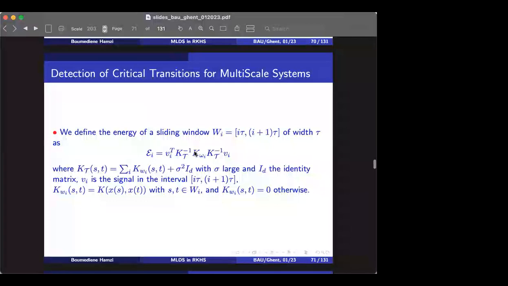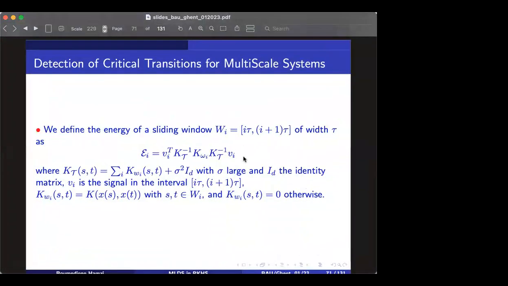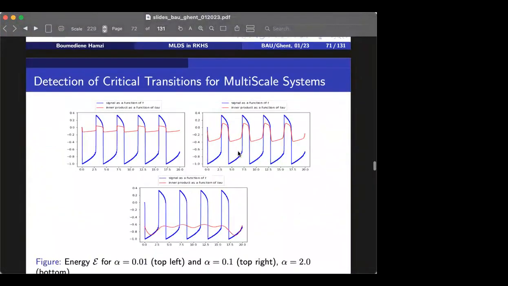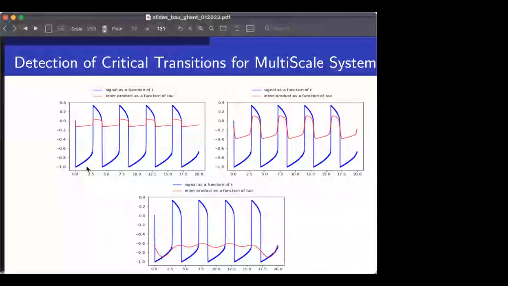The way we are going to detect it is that we are going to define the energy of a sliding window. So we have a sliding window that is moving, and then we compute its energy, and we want to show that it's maximal around the critical transition. And this is what we see here: the blue is the signal, and the red is the energy of the sliding window.